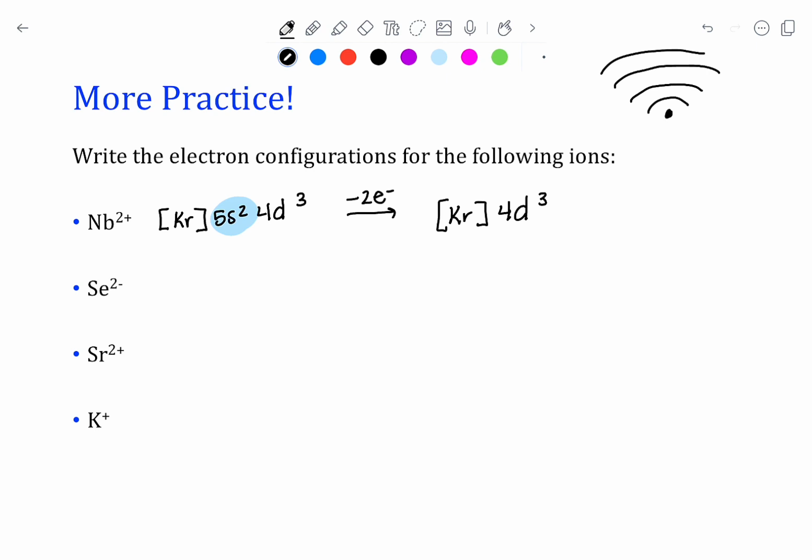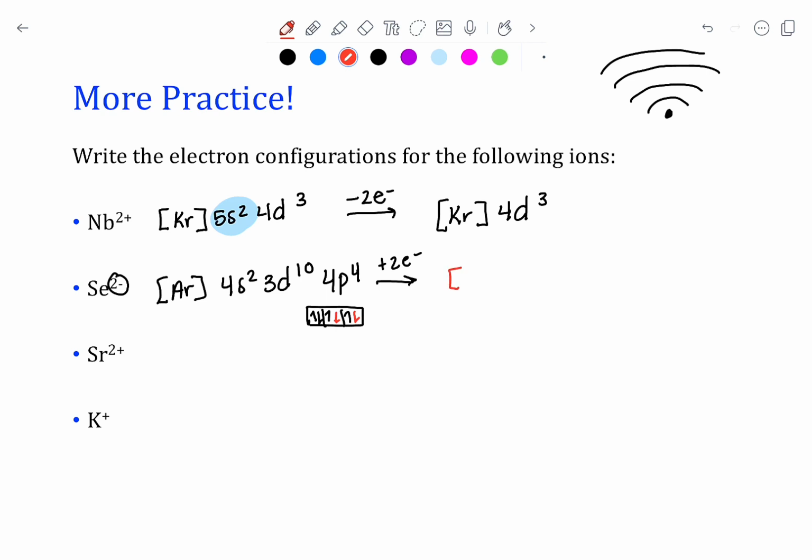Next up we have selenium 2 minus, and we have argon 4s2 3d10 4p4. Okay, and we're adding 2 electrons in order to get a 2 minus charge. So because this 4p has 4 electrons, 2 of those are unpaired. Those 2 electrons are going to be added to our 4p.